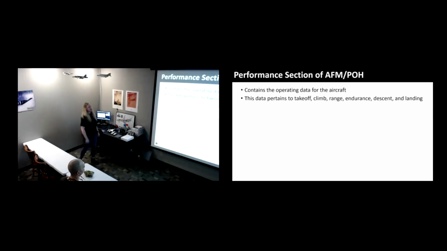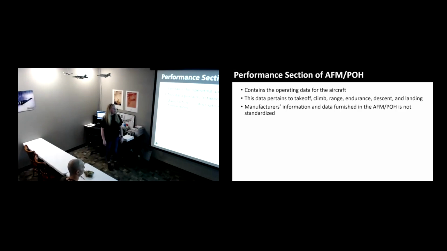All right, so this contains operating data for the aircraft, talking about takeoff, climb, performance, all that stuff, landing. It's the manufacturer's information and data furnished in the POH. So these are going to be in your POH. You guys are going to see them in this beautiful book that you have. There's a couple different performance charts in here. And we'll talk about the test taking skills when it comes to that. They will lie to you. They are not standardized. Okay.